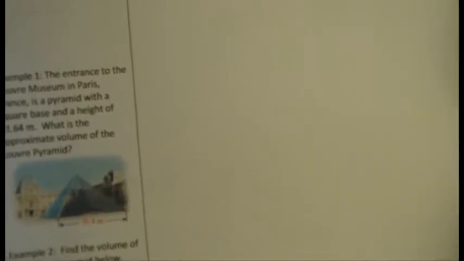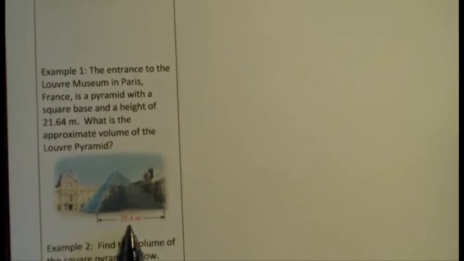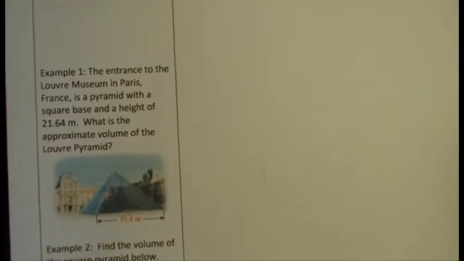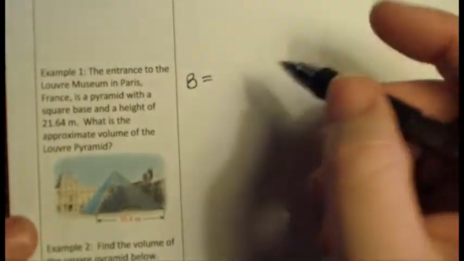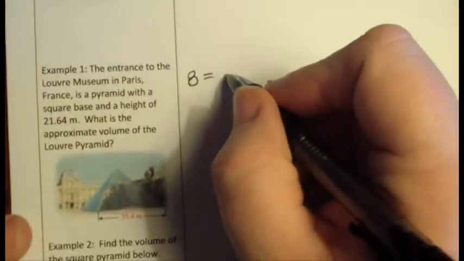Example 1. The entrance to the Louvre Museum in Paris, France, is a pyramid with a square base and a height of 21.64 meters. What is the approximate volume of the Louvre pyramid? Here's a little picture right here. It shows you right here that one side of the base is 35.4 meters. So to find our base area, it's a square base, so we know its area is side squared.